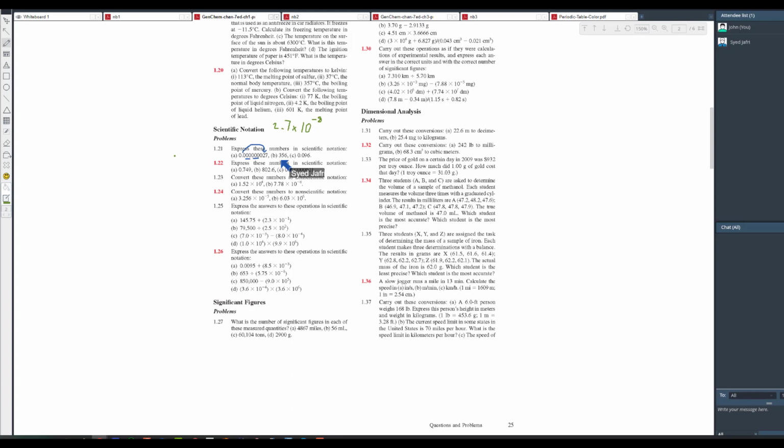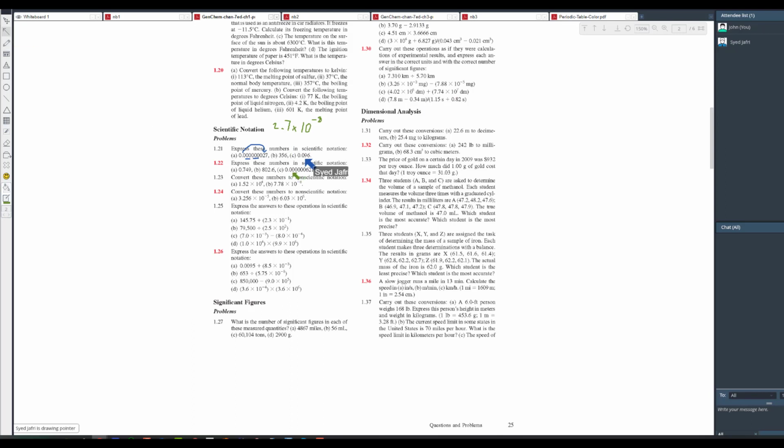356 is larger than 1, so we would place the decimal in between the 3 and the 5. When there is no decimal, it means the decimal is at the end. So it'd be 3.56 times 10 to the 2 power, positive 2 power. Positive we don't write, but it's positive.